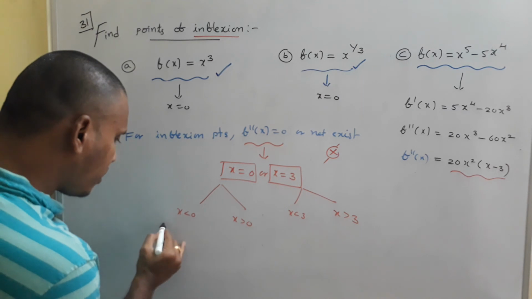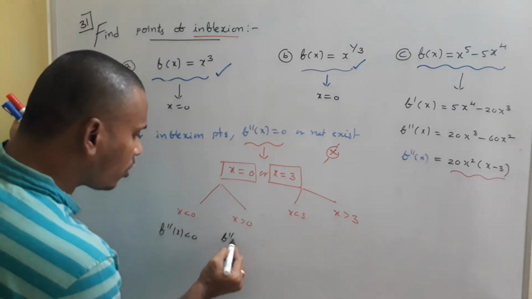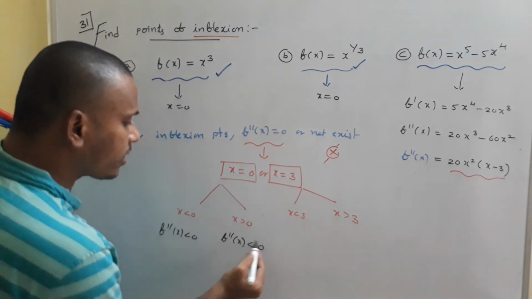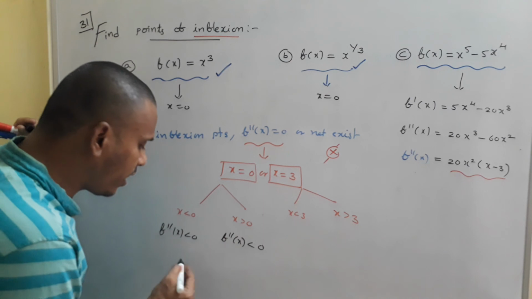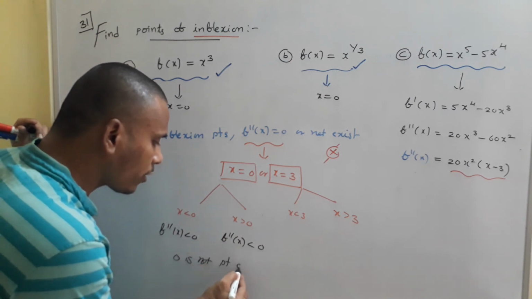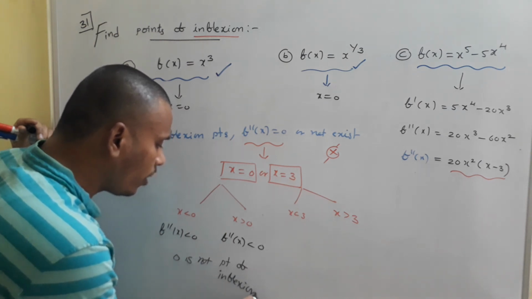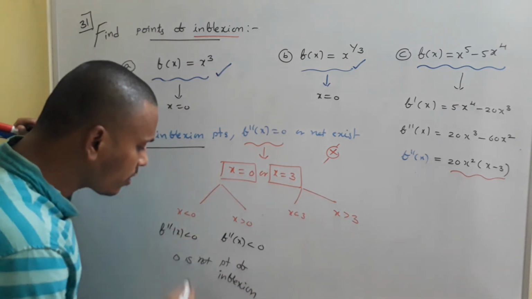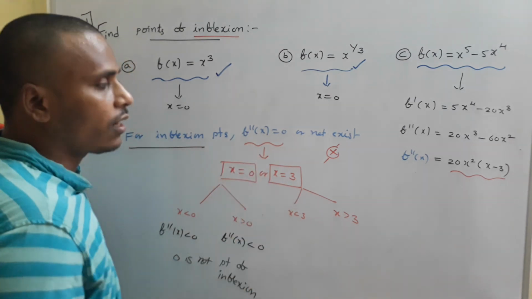For x less than 0, f double dash of x is less than 0. For x greater than 0, again f double dash of x is less than 0. That means f double dash of x is not changing its sign. So 0 is not a point of inflection. Usually we search for points of inflection, but 0 is not a point of inflection. 0 is just a second order critical point.